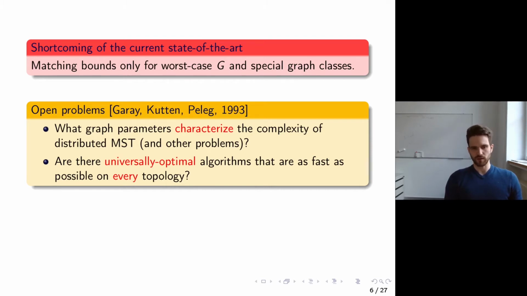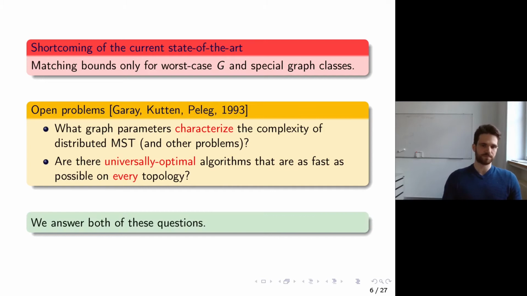More specifically, you give me a graph G and you ask me what is the graph parameter that characterizes the distributed complexity of the minimum spanning tree problem and other problems. Furthermore, do there exist universally optimal algorithms that are as fast as possible on every possible topology, so those that actually match that graph parameter that determines the distributed complexity? We answer both of these questions, so that's the big reveal.